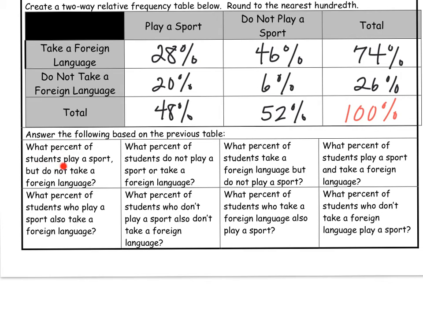What percent of students play a sport but do not take a foreign language? So the students that play a sport but do not take a foreign language is 20%. What percent of students do not play a sport or take a foreign language? So do not play a sport and do not take a foreign language, that would be 6%. What percent of students take a foreign language but do not play a sport? So do not play a sport and take a foreign language is 46%.